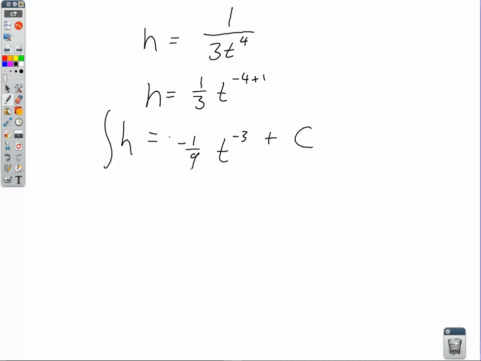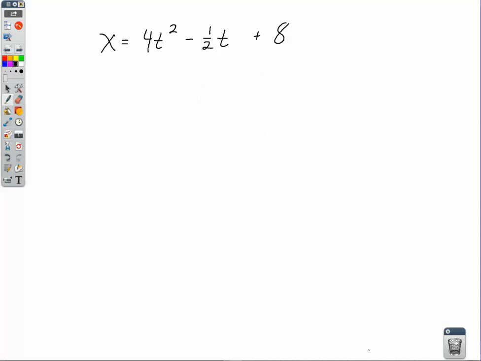Does it work for polynomials that have more than one term? You betcha. So here's a 3-term polynomial, and we can just take the antiderivative of each individual term separately and add them up at the end. So the antiderivative of x. Let's see, again, the exponent first. 2 plus 1 is 3, so we have t cubed. Divide by the new exponent, 4/3 out front. Minus, this was t to the first, so we're going to add 1 to that. So that becomes t squared. We're going to divide by the new exponent 2, so that's going to be -1/4 out front.